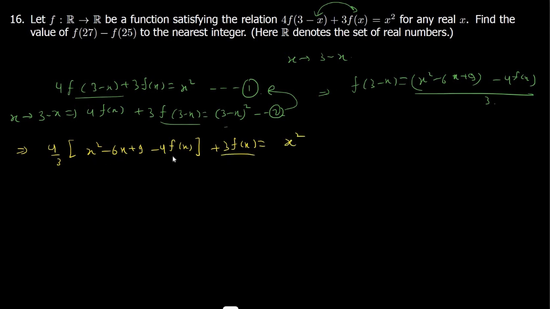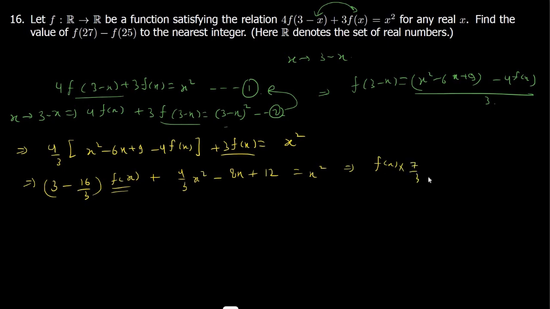So what we can do is take the terms of f of x all on one side. So we will have 3 minus 16 by 3 times f of x, plus 4 by 3 x square minus 8x plus 12, equals x square. And if I keep f of x on one side and everything else on the other side, then I will get f of x times 7 by 3, because 9 minus 16 is minus 7, which will become plus 7 if I take it to the other side. And on the other side it will remain as x square by 3 minus 8x plus 12. And if you multiply by 3 and divide by 7, you will get f of x equals 1 by 7 times (x square minus 24x plus 36).